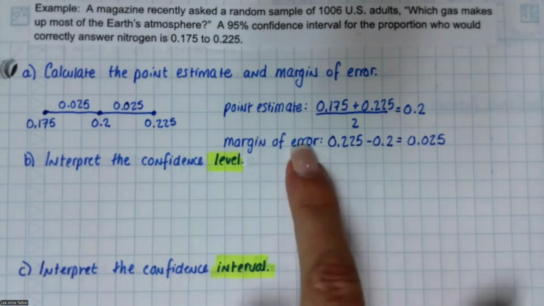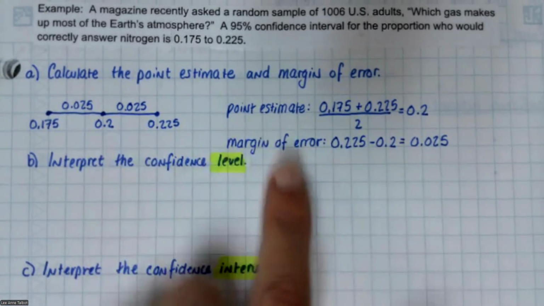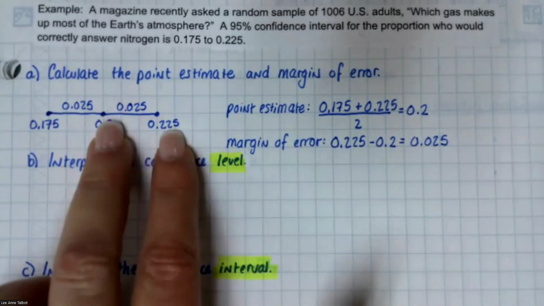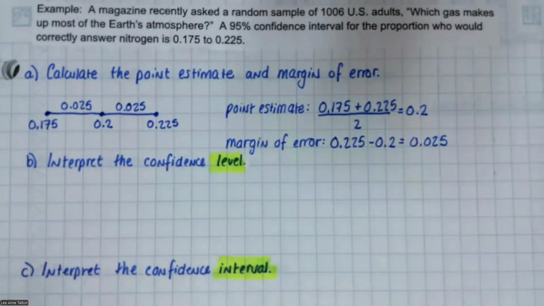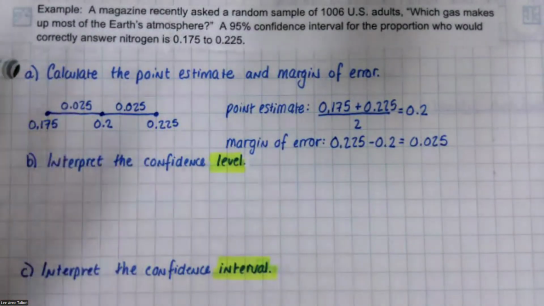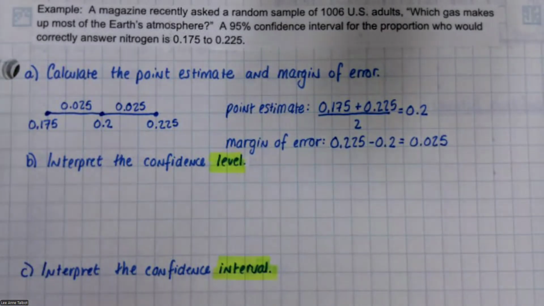So point estimate just means the center. Margin of error just means the wingspan, so distance to the endpoints. We good? Okay. And if you draw the picture, make yourself draw the picture every time, there will not be any need to memorize.